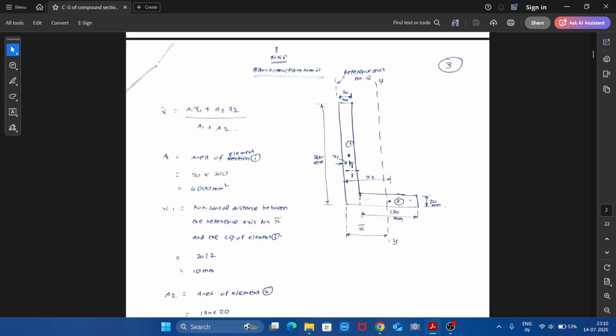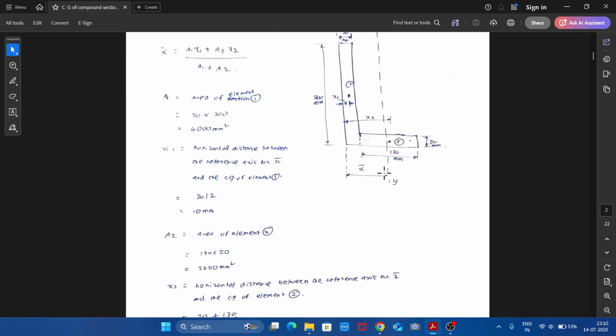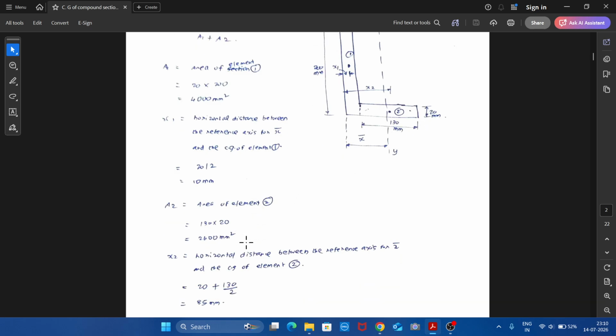So x1 will be equal to this 20 divided by 2. It is clear from this diagram. x1 will be 20 divided by 2. Therefore 10 mm. Then A2, area of this element 2 will be, we have clear dimension 130 mm, 20 mm. So 130 into 20 will be the area.